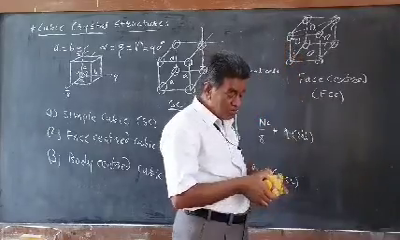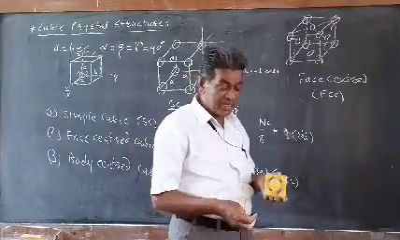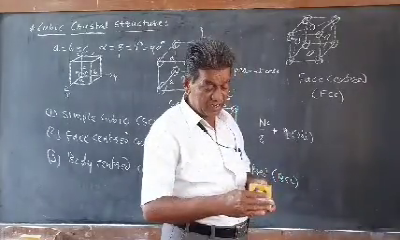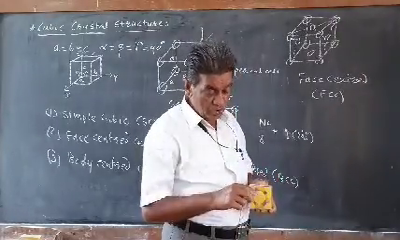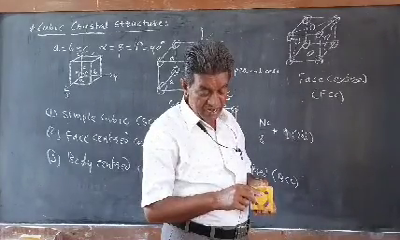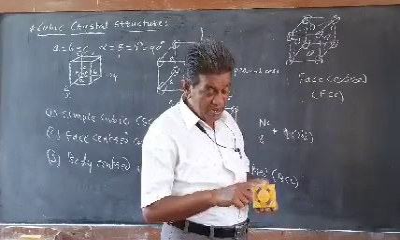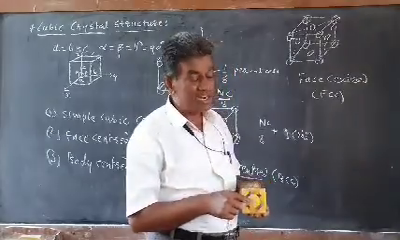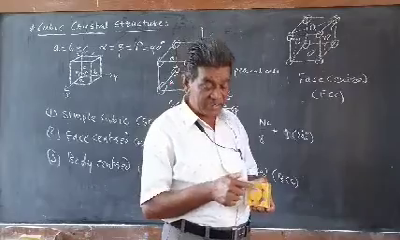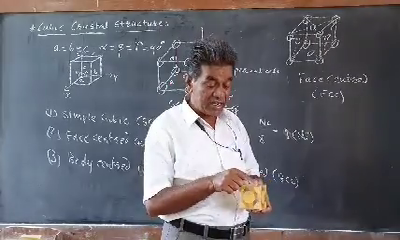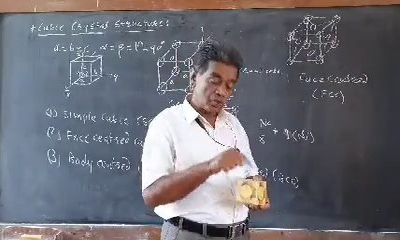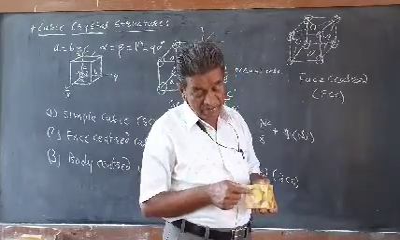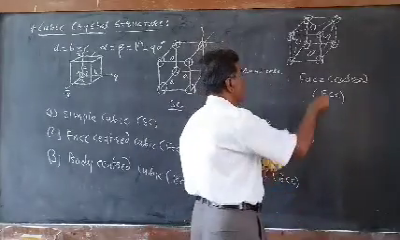So the contribution of the face centered atom per unit cell: it is shared by two neighboring unit cells, and therefore the contribution of this face centered atom is half. Why is it half? It is shared by two neighboring unit cells. A corner atom is shared by 8 neighboring unit cells, so the contribution of the corner atom per unit cell is 1 by 8, while the contribution of a face centered atom is 1 by 2.